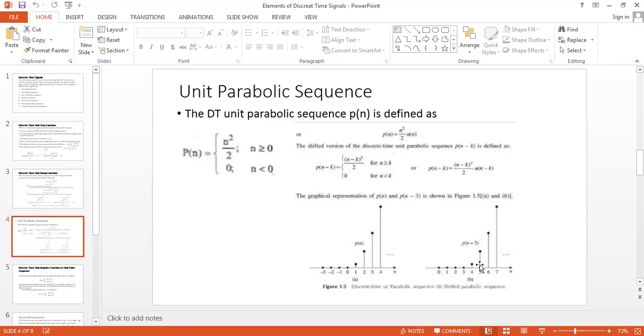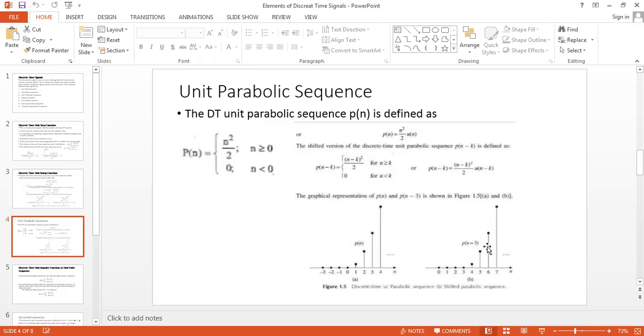This is for the shifted general function. For n greater than 0, you have a value; it increases parabolically. For n lesser than 0, it is 0. For a shift of n equal to minus 3, from 3 the value will increase.